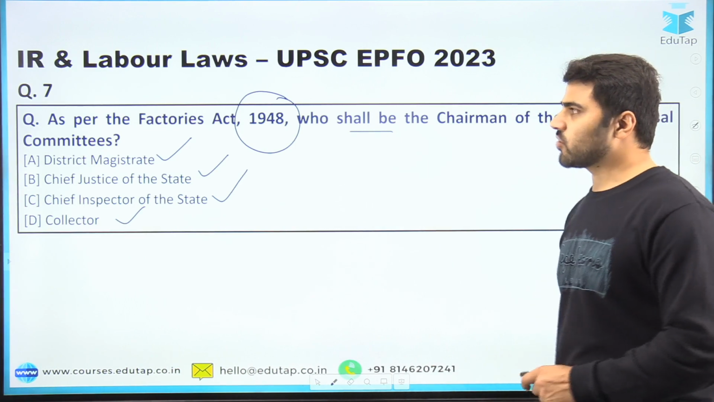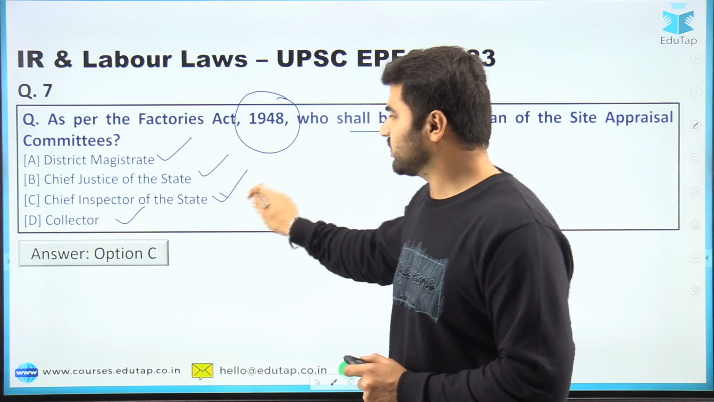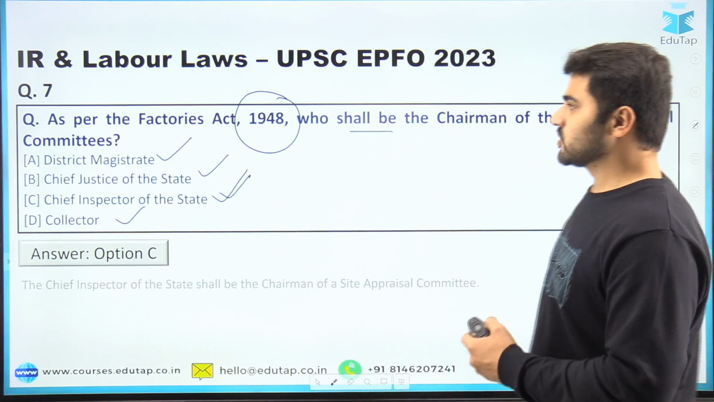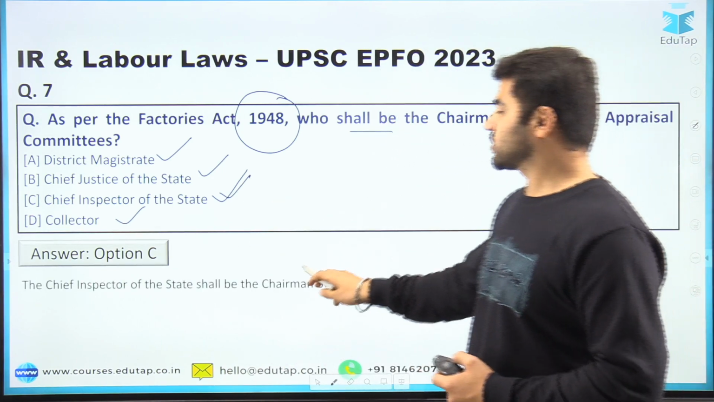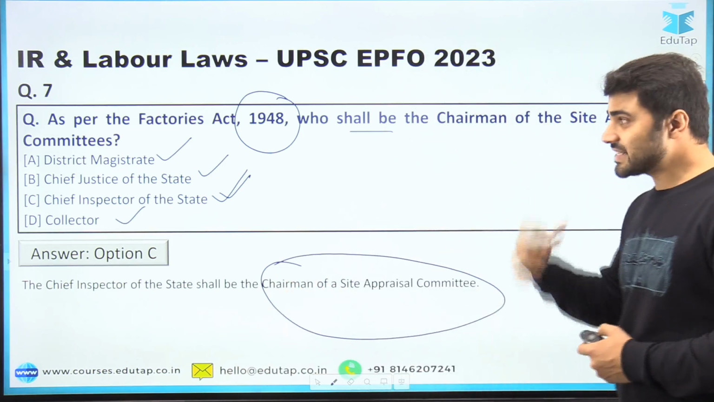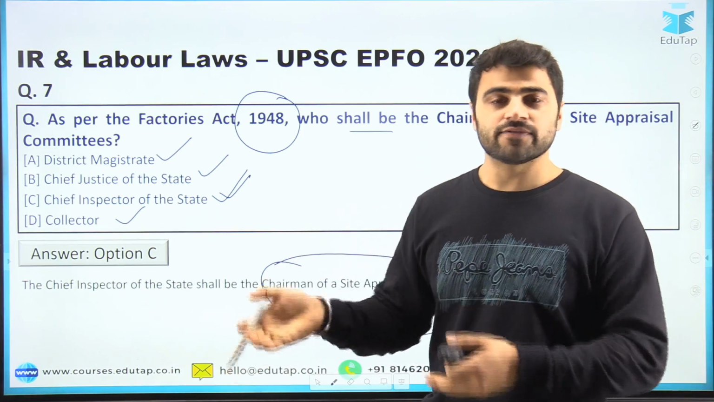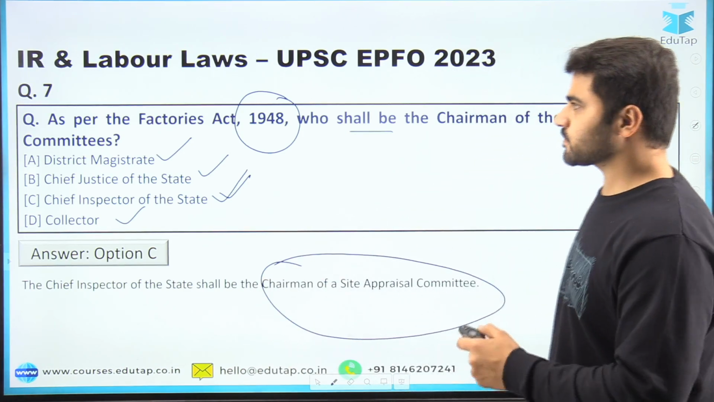So do let me know, guys, what is the right answer for question number 7? The right answer is option number C, that is chief inspector of the state, right? So here you can read, the chief inspector of the state shall be the chairman of a site appraisal committee. These kind of questions are generally asked by the UPSC, specifically in the EPFC as well as EO and AO examination.